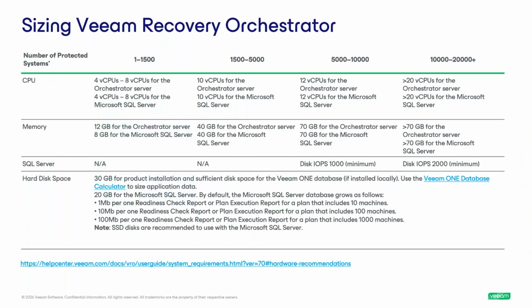Now, when we take a look at sizing of this server, a lot of people fall into that 1 to 1500. So on the left-hand side, we see CPU anywhere from 4 core to 8 core. If you have enough compute availability in the environment, obviously I would always recommend to shoot more for the 8 core. You can scale that as you go if need be, if performance becomes a hindrance. Now for memory, 12 gigs for the orchestration server, 8 gigs for Microsoft SQL.